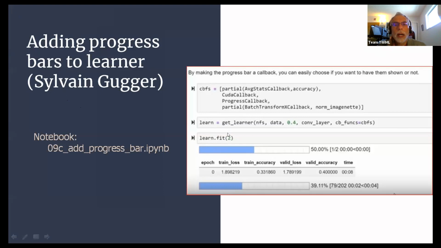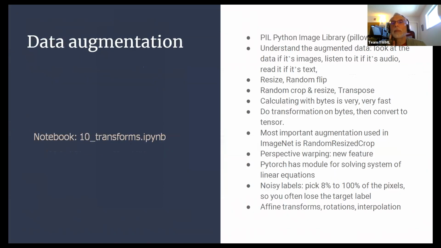So this is what it looks like. I can't make much sense out of it yet, but I will. Anyway, the last notebook is data augmentation, which it turns out to have a lot in it.